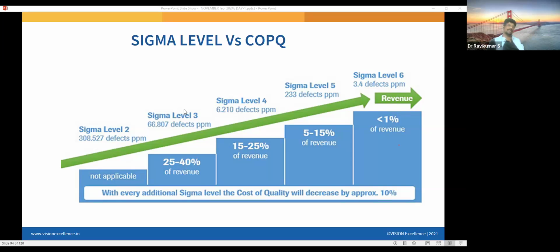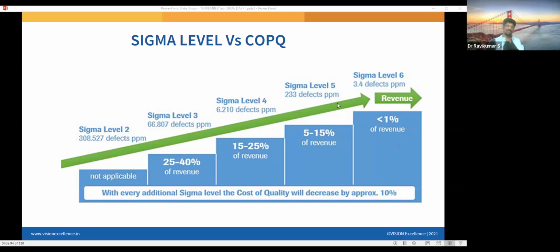In sigma level 3, the defect is nearly 66,807. When you move to sigma level 4, your defects reduce to 6,210. In the meantime, your profit increases by 15 to 25%. Your loss in revenue drops by 15 to 25%. Earlier, suppose your revenue is 100 rupees, you are losing 40 rupees because of rejections. Here you are losing only 25 rupees because of rejections.